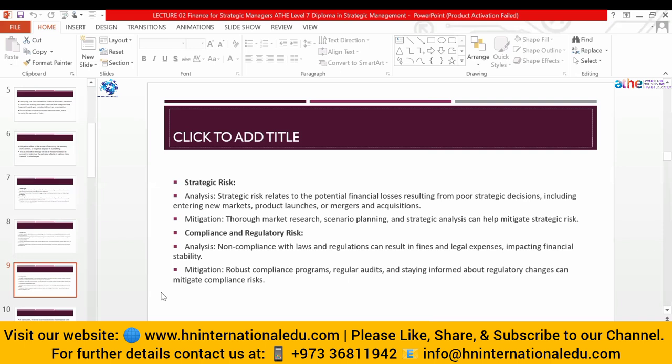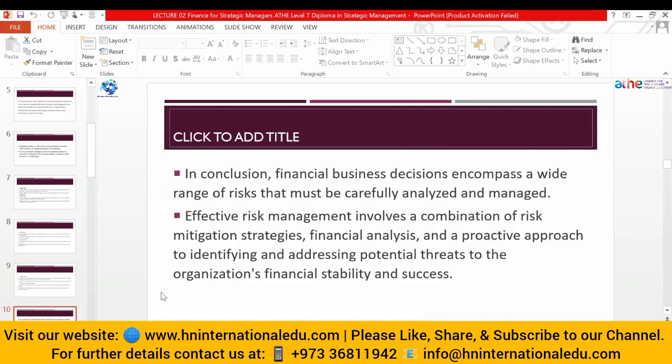Mitigation: robust compliance programs, that is, regularly you are having a checkup, for instance, that every month a new law is coming or a new upgrade is going on. So you need to upgrade the systems and the whole management too. Regular audits, check and balance from the finance auditors. Staying informed about regulatory changes can mitigate compliance risk. That is, you're going to stay ahead with everything. And in this regard, your research and development department should be quite alert.